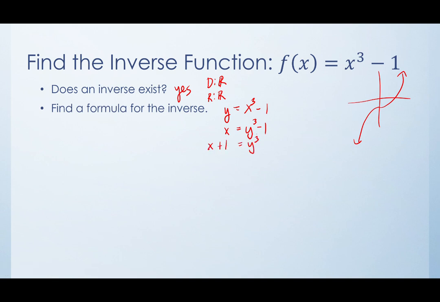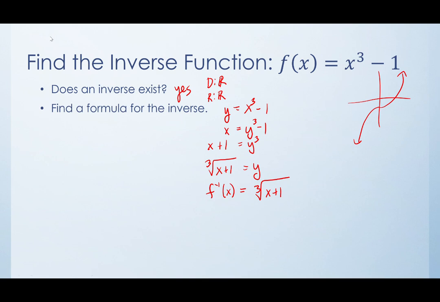And then we need to get y without the cube on it, so we are going to take the cube root of both sides. So this here, I'm going to go ahead and write it the normal way. f inverse of x, so that's just our designation to say, hey, this function is the inverse of the one that we started with, is equal to the cube root of x plus 1.